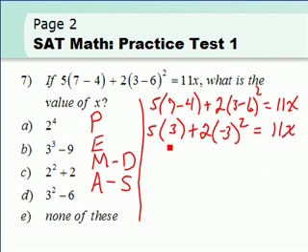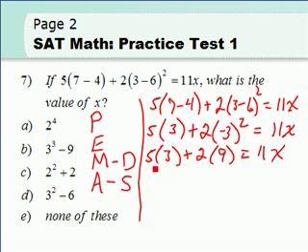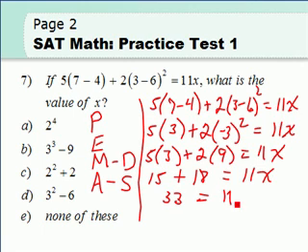Then I'll do exponents. So I have 5 times 3 plus 2, negative 3 squared, that's just positive 9 equals 11x. Then I can do the multiplications from left to right. 5 times 3 is equal to 15, plus 2 times 9, that's 18, equals 11x. Then I do the addition. 15 plus 18, that's going to be equal to 33, equals 11x. Then divide both sides by 11. That means that x is equal to 3.